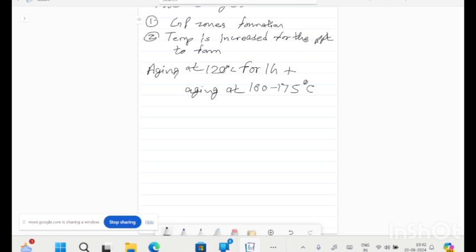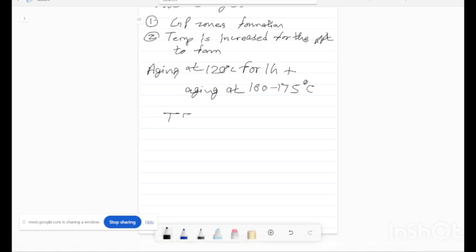Yeah, we can use the T5 condition. T5 is quenching from the higher temperature plus artificial aging. We can use T5 also because it has low quench sensitivity. So yes ma'am, T5 condition can be used.